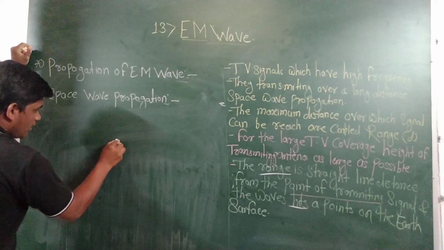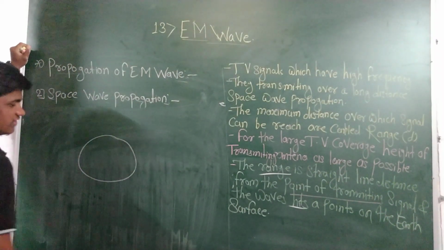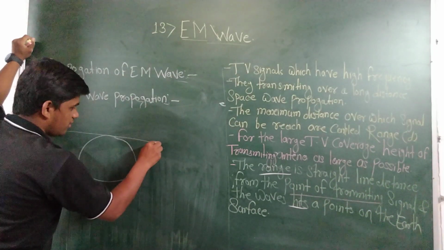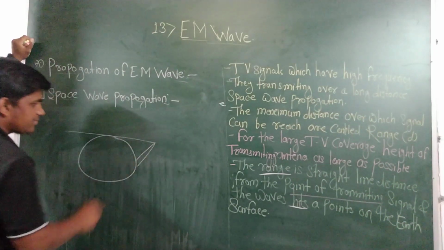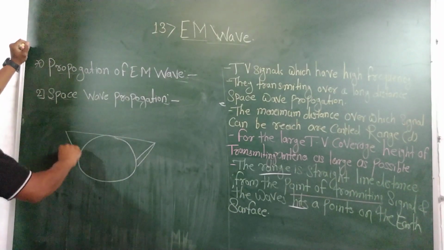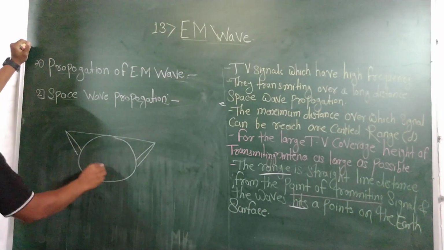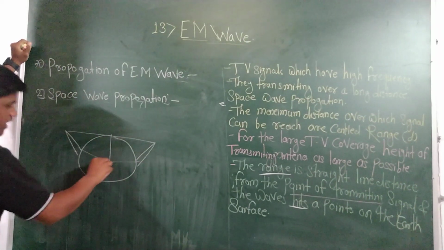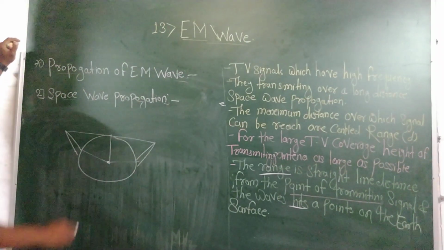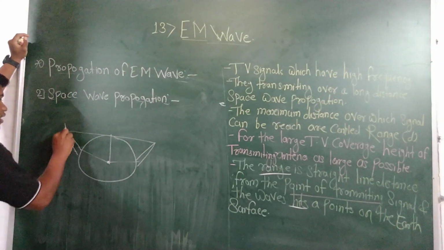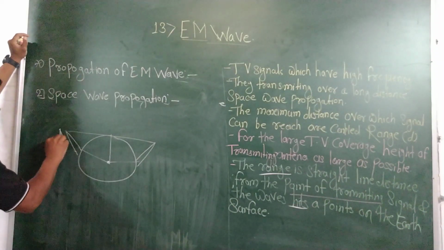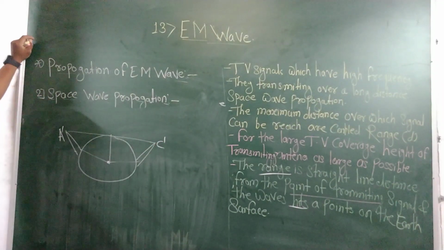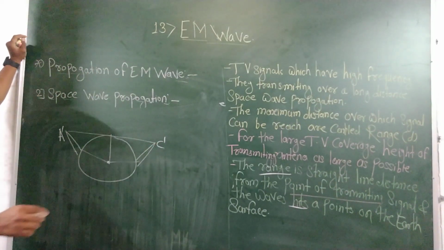Then consider this is the earth. This is not exactly the earth, but we consider this as the earth. This is the transmitting signal, and this is the point of transmitting. I will denote this as A bar, and this other one as C bar. And what is the range?